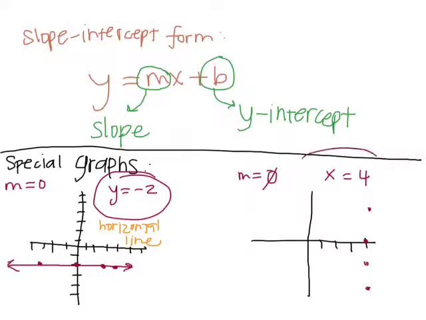Anytime we have an equation that says x equals just a single number, that is going to give us a horizontal line, or sorry, a vertical line. And as we know from our previous lesson, a vertical line has no slope. Now let's learn how to graph other lines.